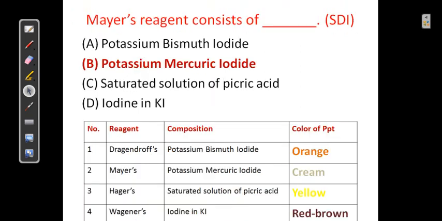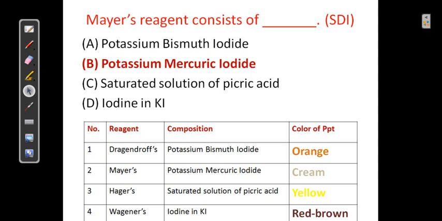Next question is Mayer's reagent consists of blank reagent. There are mainly 4 reagents used for the detection of alkaloids: Dragendorff's reagent, Mayer's reagent, Hager's reagent and Wagner's reagent. Composition of Dragendorff's reagent is potassium bismuth iodide. Alkaloids give orange precipitate with Dragendorff's reagent.